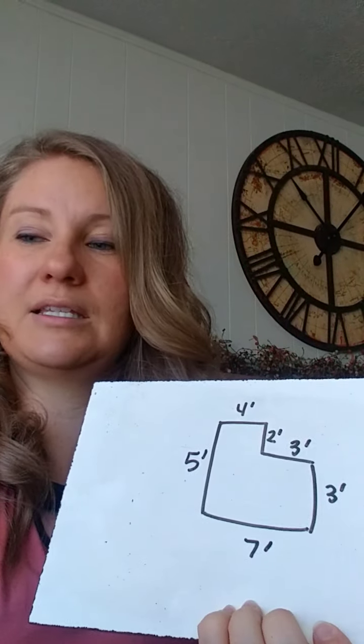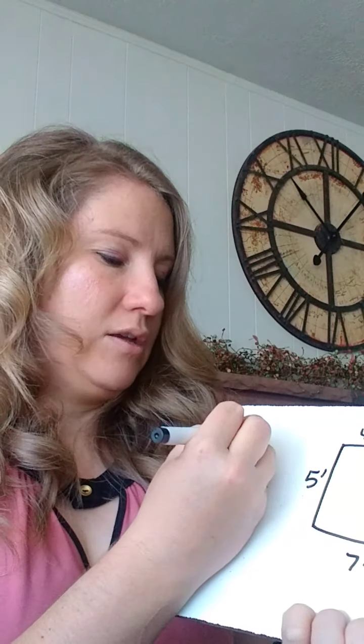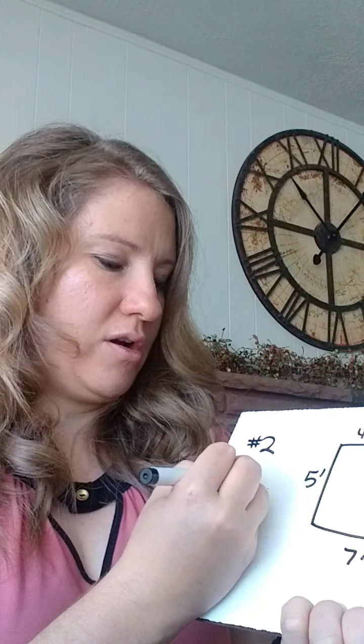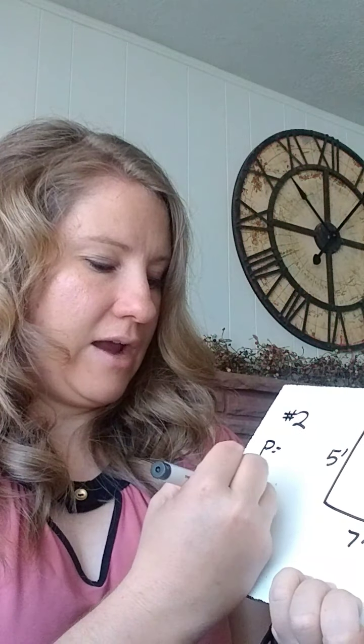All right, numbers 2 and 3 are a polygon that is shaped funny, similar to the one in yesterday's lesson. It's kind of like a fat Utah. All right, so this one's 4 feet, 2 feet, 3 feet, 3 feet, 7 feet, and 5 feet. So question number 2 is the perimeter of this. So number 2 equals the perimeter, and number 3 is the area. I'll write that down really fast.